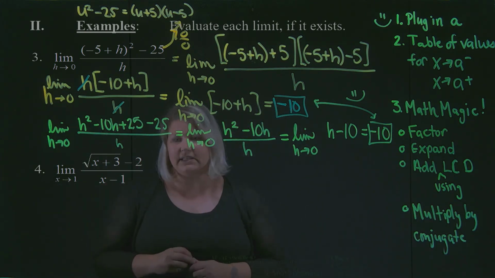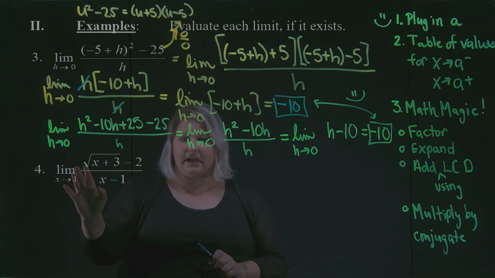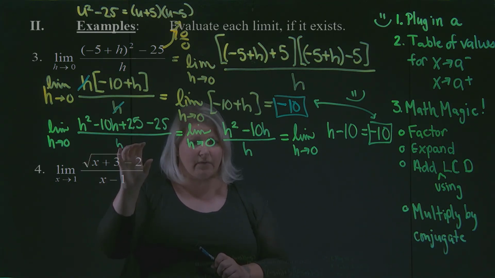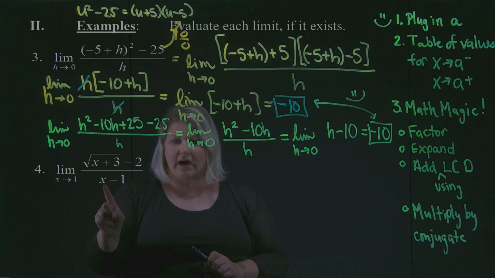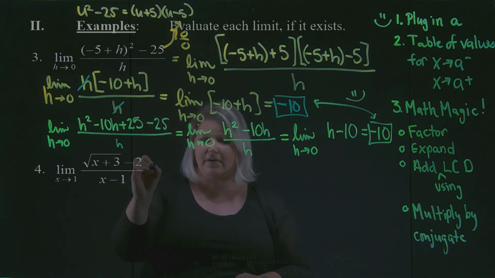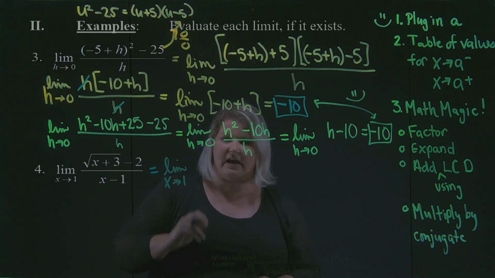Okay, let's take a look at this next one. First things first, let's plug it in. I'm going to have 1 plus 3. That gives me 4. Square root of 4 minus 2 gives me 0. And then plug in the 1 minus 1, that's going to give me 0 over 0 as well. So I know that that first one won't work. So I need to try something else.